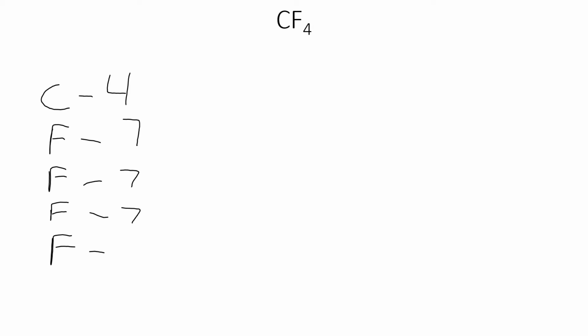So when we have CF4, we have 1 carbon and 4 fluorines. To figure out the valence electrons, here's where we would look at the periodic table. Carbon is located in group 4A. That's going to mean 4 valence electrons. Fluorine is located in group 7A. That means each fluorine is going to contribute 7 valence electrons to the molecule. If we total all of those up, we would get 32 valence electrons.